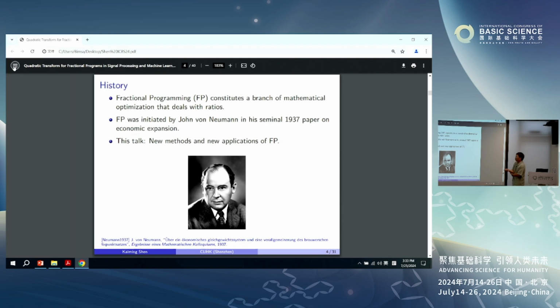FP was first studied by von Neumann in 1937 in order to study a problem from economics. But my talk focuses on the latest progress in the field of FP. So I will talk about new methods as well as new application cases of FP.